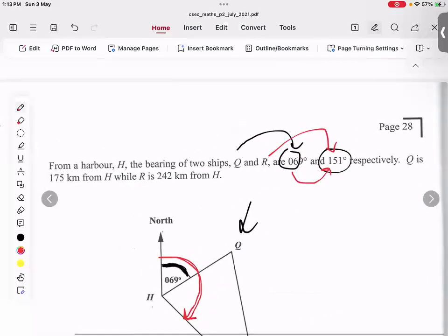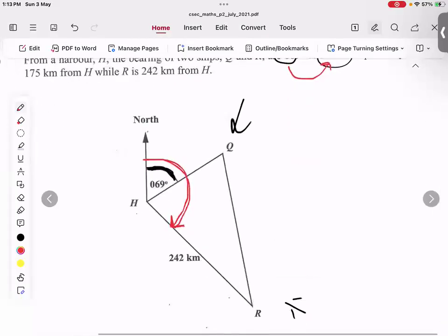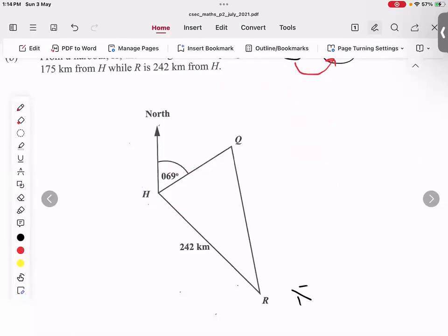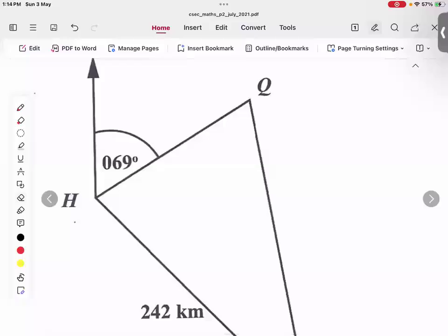What else do they say? Q is 175 kilometers from H. So from H here, Q is 175. Therefore, if I clean this diagram up here, I can put my 175 right here. So let me put back my 169 right in here. My 151. All of that is 151.